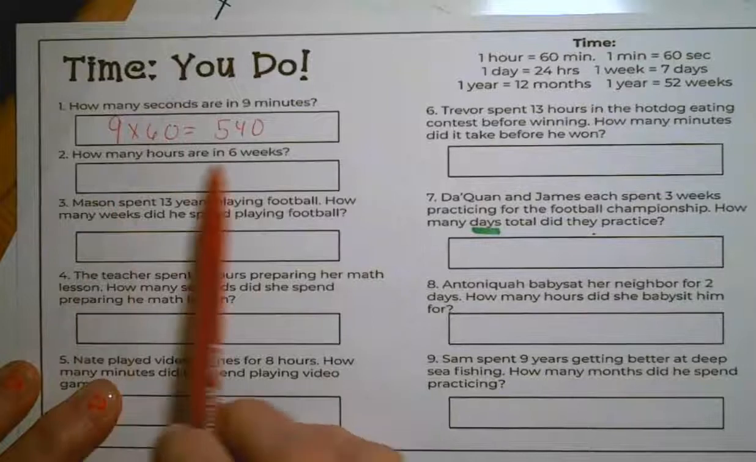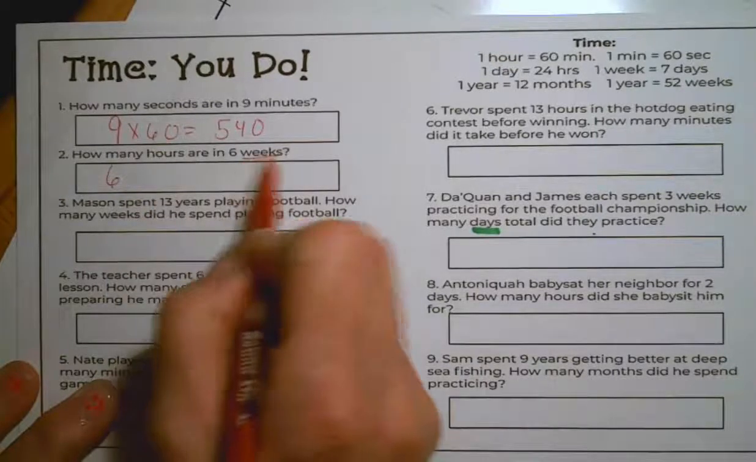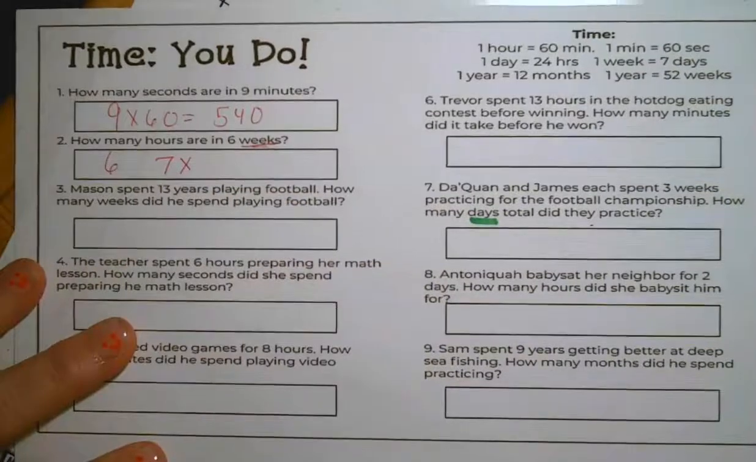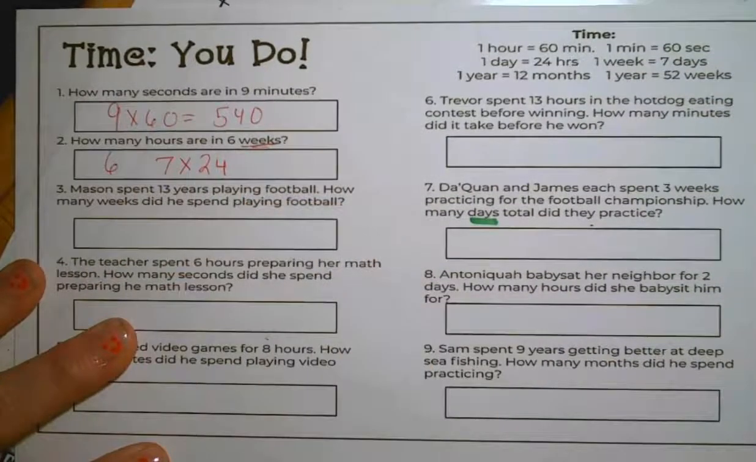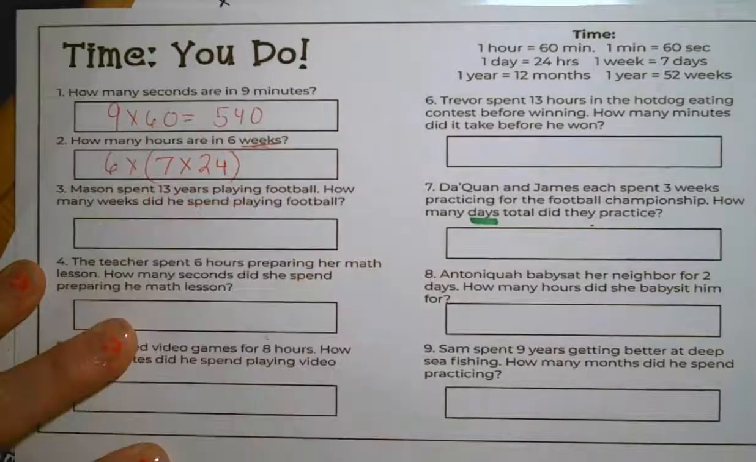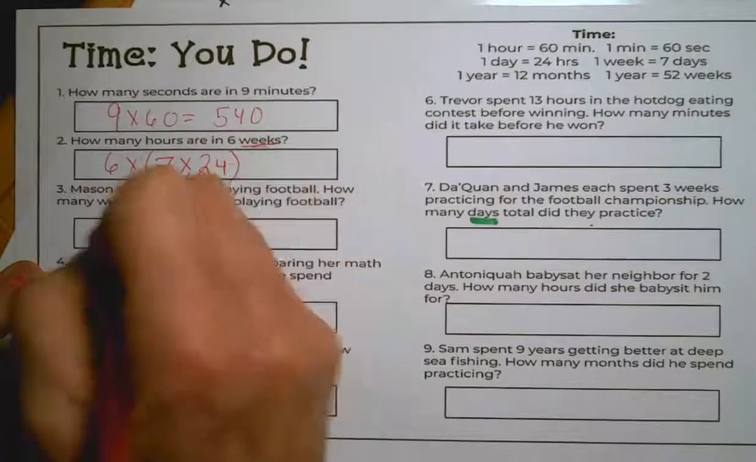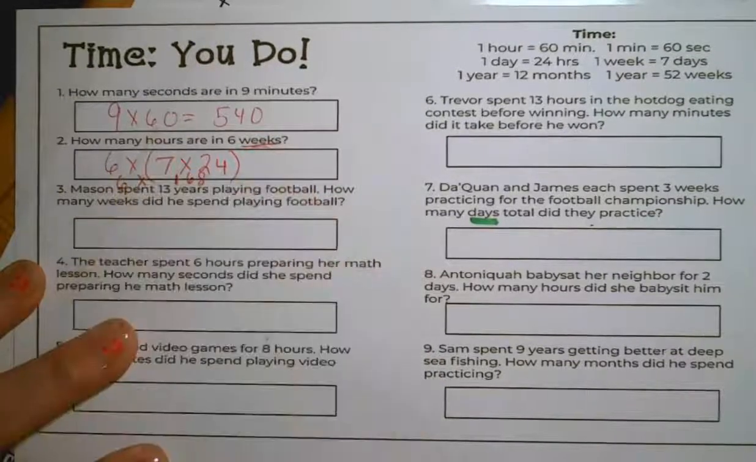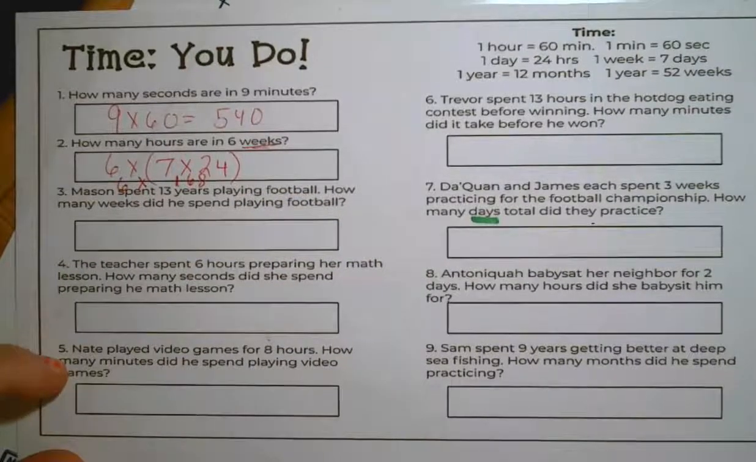Number 2, how many hours are in 6 weeks? Well, you have 6 weeks. And this is kind of a two-step thing because you know that there are 7 days in a week and 24 hours in each day. So first you have to multiply the 7 times 24. 7 times 24 is 168. I'm just going to write that here. And then I have to multiply 6 times that 168, which is going to give me 1,008.